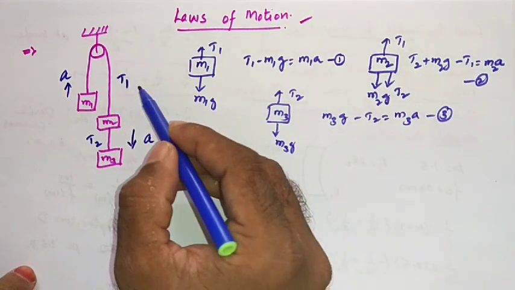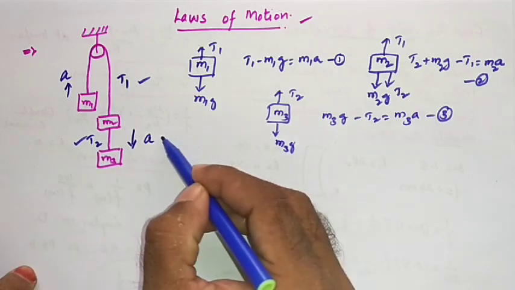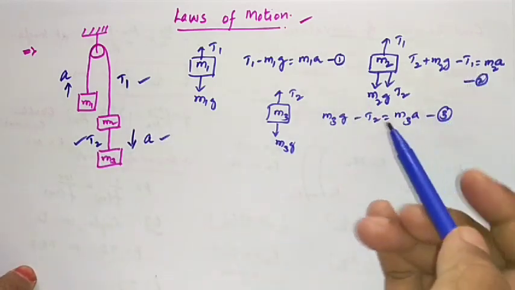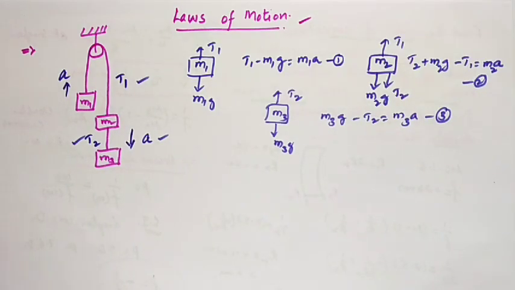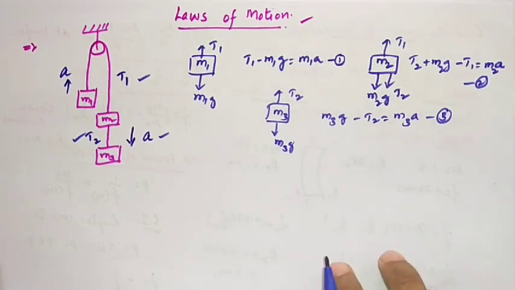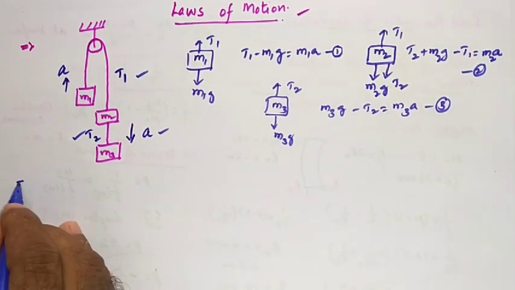Now, how many unknowns are there here? T1, T2 and a. How many equations do we have? 3 equations. So that easily you can solve for the variables. Clear? Right. Let us see another situation.